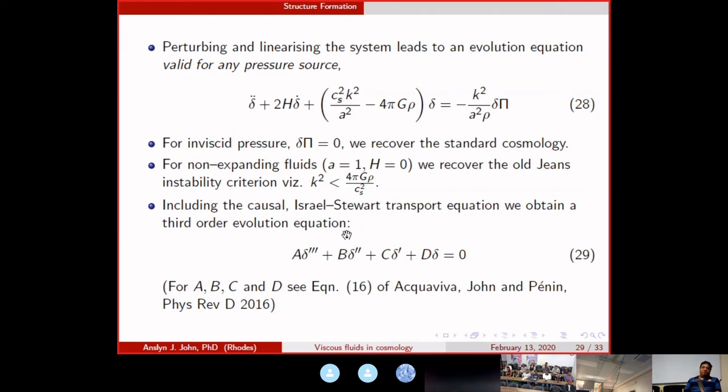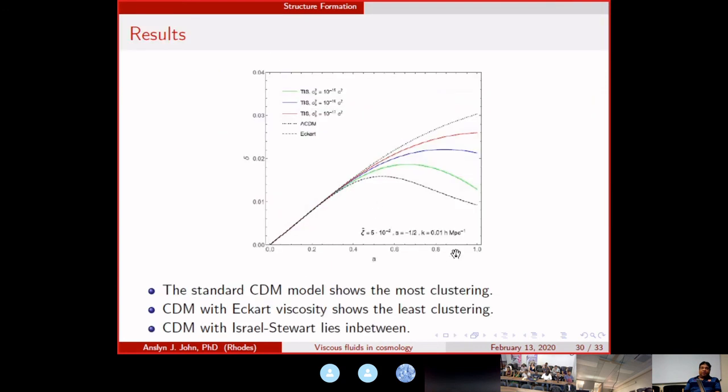What you should take home is that the evolution equation is now third order. So having a transport equation for the bulk viscosity introduces entropy modes, and so we now have a third order in time evolution equation. And we analyze this numerically. And I'll give you an example of one of our plots. So here is a plot of the density contrast delta as a function of the scale factor, which you can pick up as a time variable.